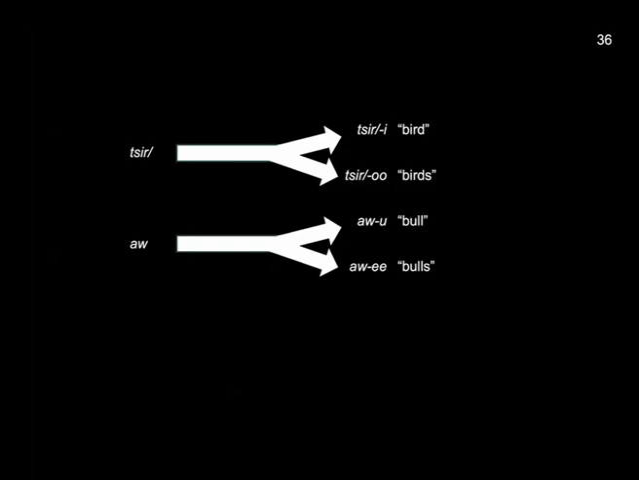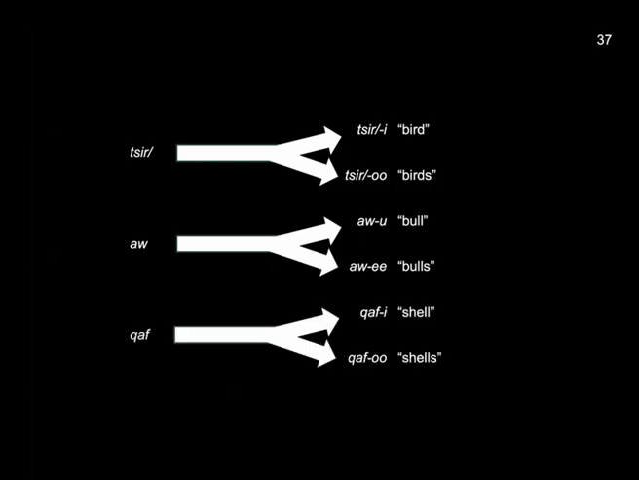So the root au takes the suffix u to form bull, and the suffix a to form bulls. So we have au, which is bull, and awe, which is bulls. Now, the root kaf takes the suffix e to form shell, kafi, and the suffix o to form shells. So we have kafi, a shell, and kafo, shells.